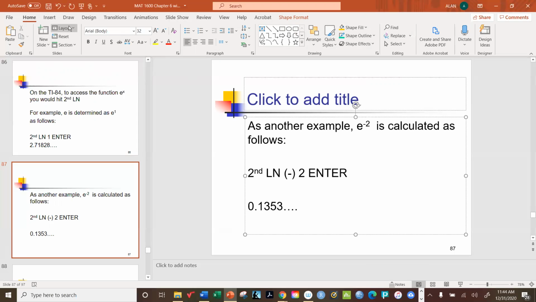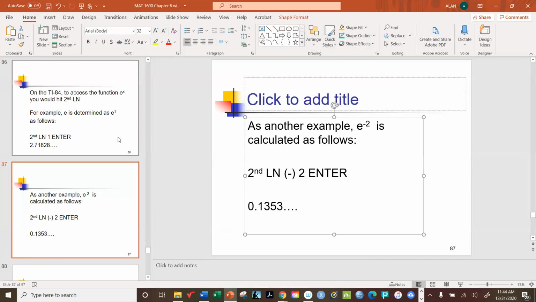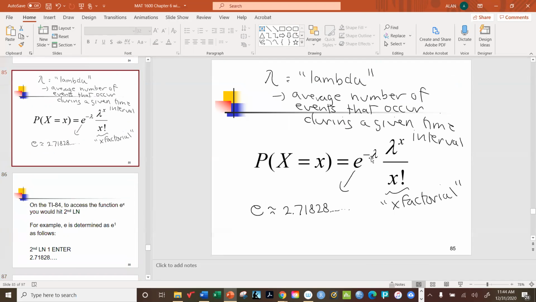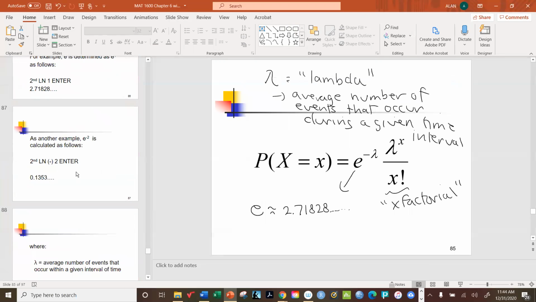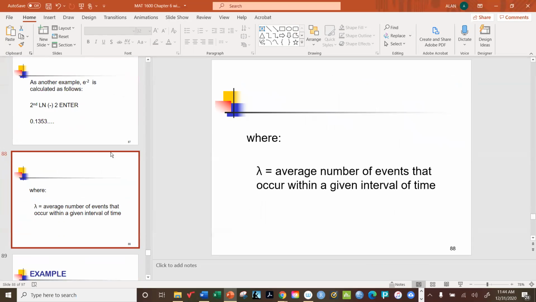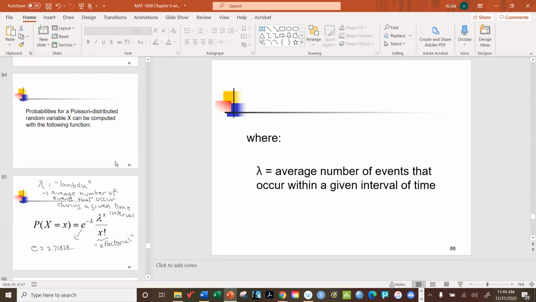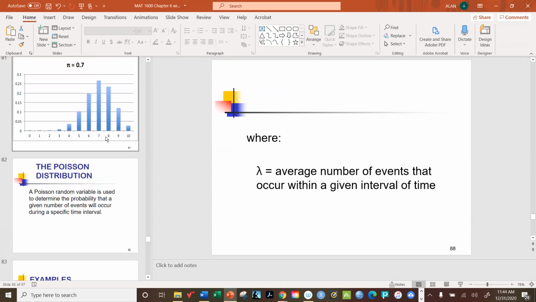So in other words, you need to be able to calculate e raised to positive exponents as well as e raised to negative exponents, because if you look at this formula again, you'll see that you do in fact have e raised to the negative lambda power. And again, lambda is the average number of events that occur during a given time interval. That has to be given to you in the problem.